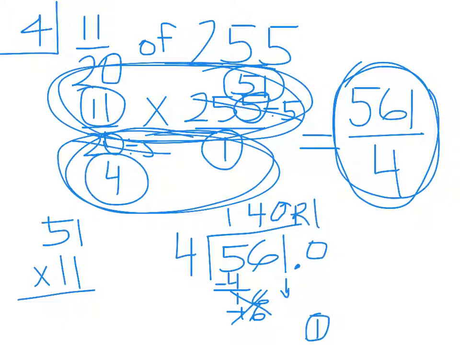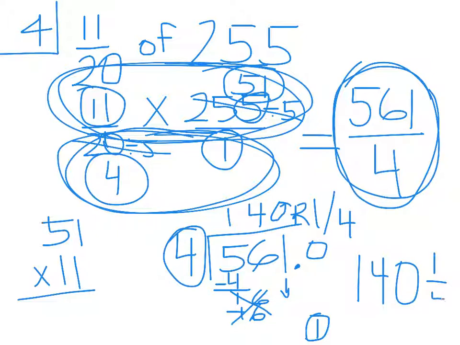So we bring the remainder over, and then remember we're making this a fraction over this bottom number of 4. So the mixed number ends up being 140 and 1/4. Those two, fraction and mixed number, are the exact same value.